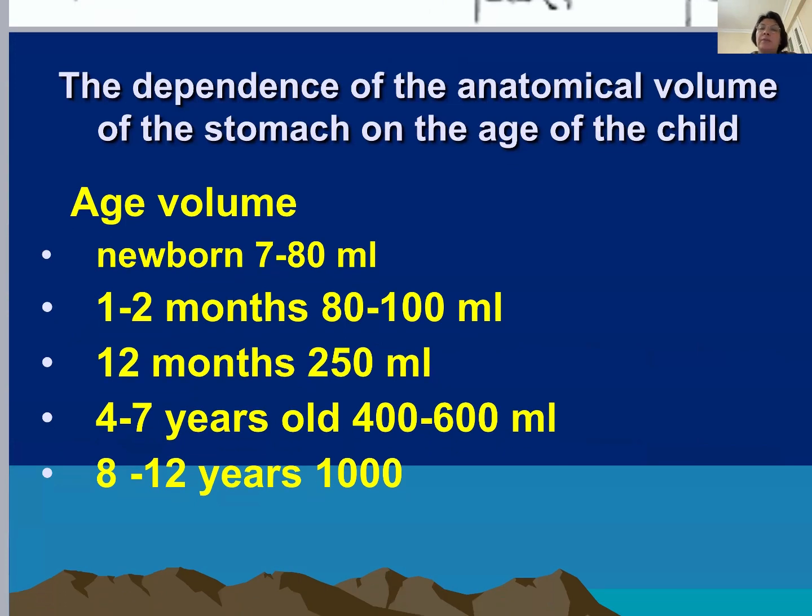Volume of the stomach in different ages. Newborn 7 to 80 ml, 1 to 2 months baby 80-100 ml, at 1 year old 250 ml, 4 to 7 years 400-600 ml, and after 8 years old 1 liter. These indicators you can use for prescribing diet.